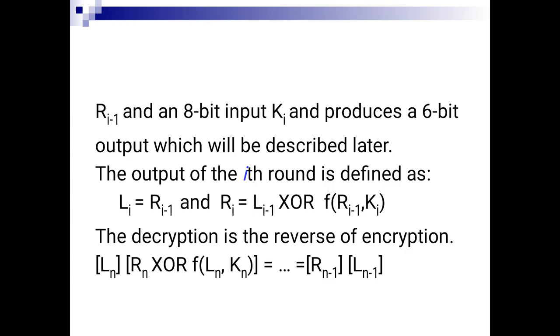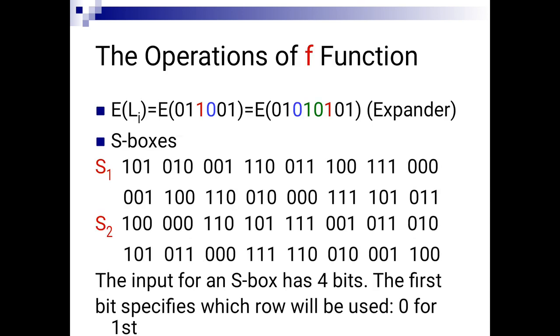The decryption is the reverse of encryption, as you are seeing on the screen. And these are the operations of the F function. For Ri, 0 1 1 0 0 1, the expansion of E is 0 1 0 1 0 1 0 1. And the S box reads the inputs. The input for the S box has 4 bits. The first bit specifies which row will be used, 0 for the first.